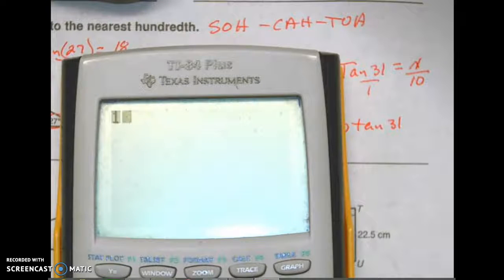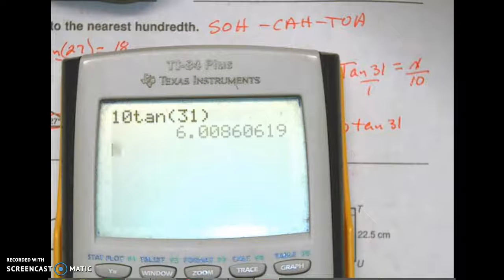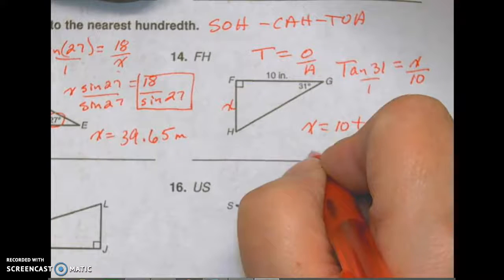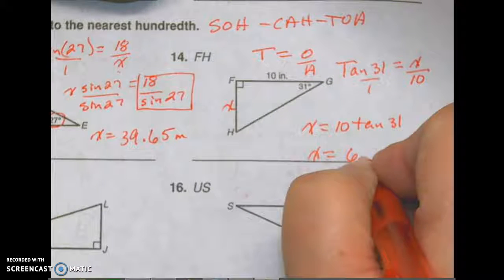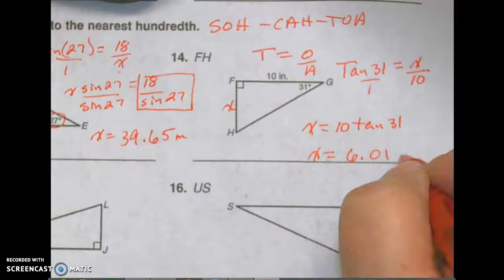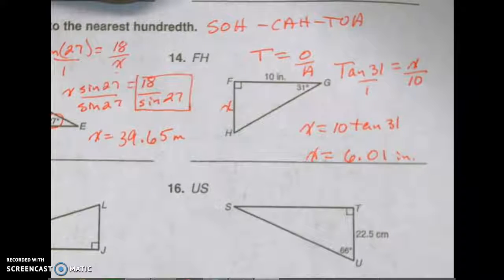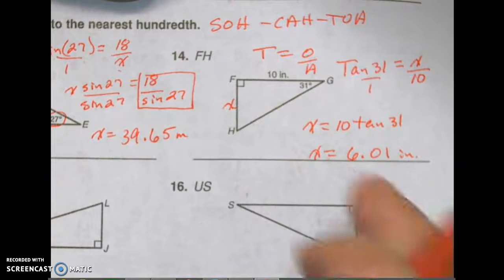I want 10 times the tangent of 31, and I get 6.008, rounded to the nearest hundredth. My x will be 6.01 inches. If your mode's not in degrees, you will not get the right answers.